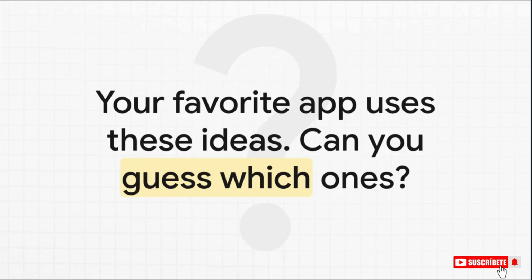So from load balancing and caching all the way to microservices and message queues, every single major app you use every day is built on a combination of these very concepts. The next time you open up Instagram or YouTube, just take a second to think about the incredible architecture humming away behind the scenes. Which of these building blocks do you think it relies on the most?